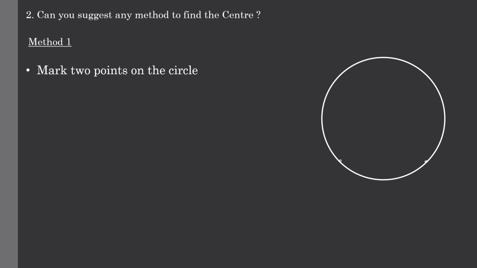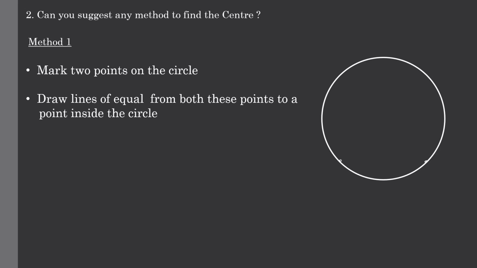You have to draw 2 lines which are at equal distance from the 2 given points. Is it? So, draw lines of equal length from both these points to a point inside the circle. Why inside the circle? Because here we need to find the center. The center is always inside the circle.